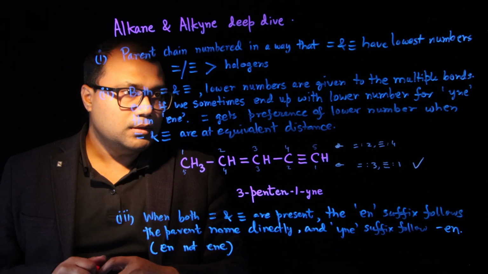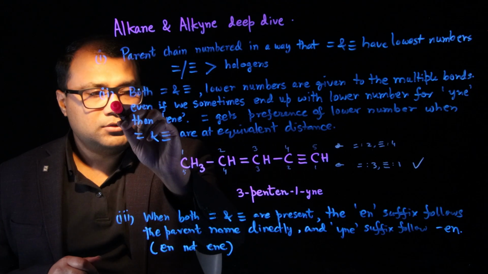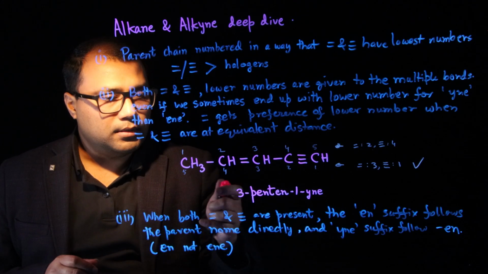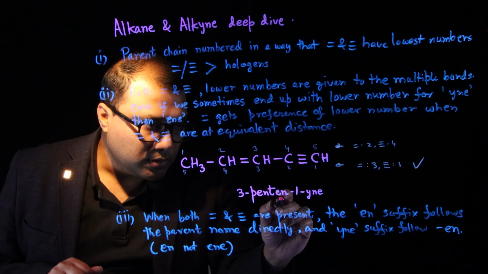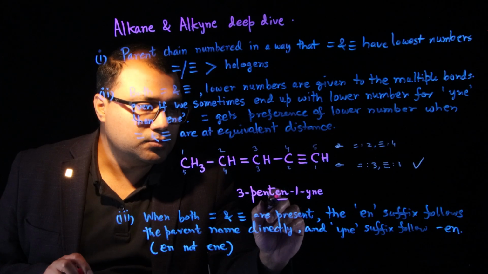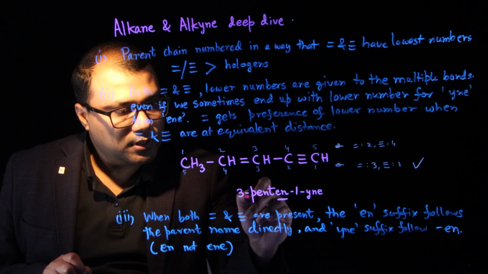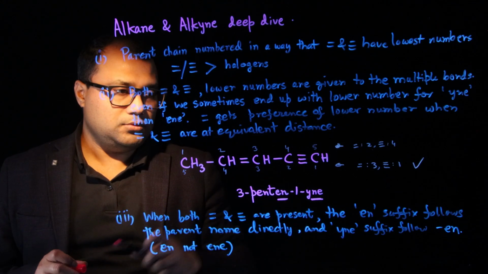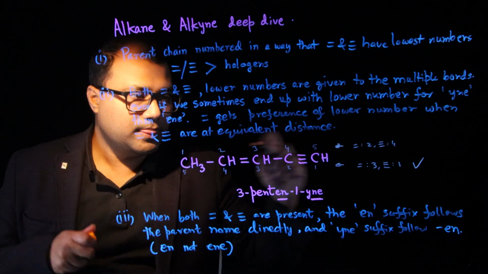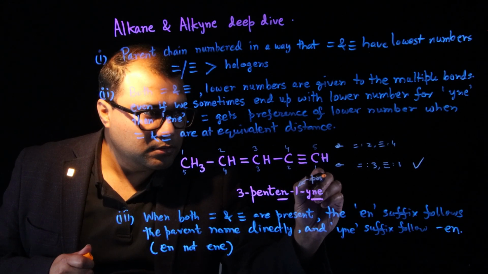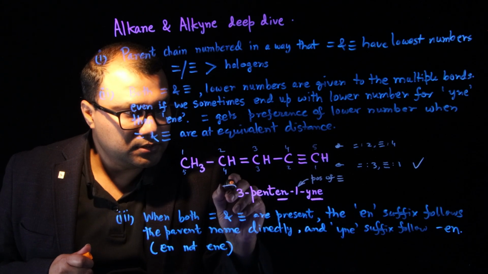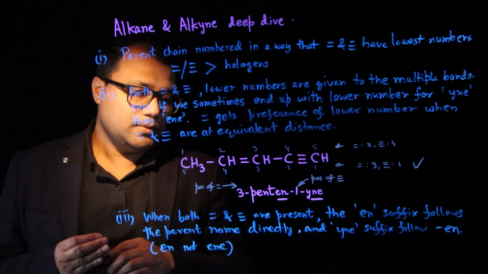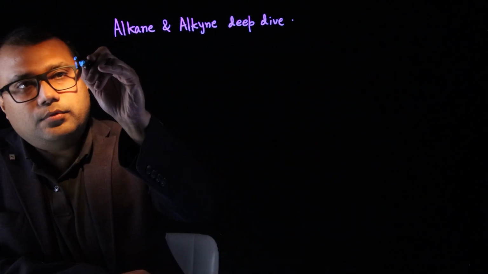Okay. So number one, this rule states how you number it. So you get the lower numbers for the multiple bonds. Okay. And this rule states how you actually name it. So recall here, it is not ENE. It is only EN, which will follow the base name. And then YNE will follow it with the numbering scheme here. So this determines, let's write that down. This determines position of triple bond and this determines position of double bond.